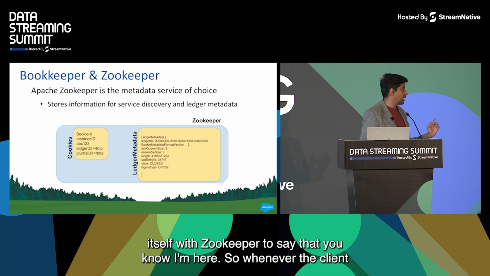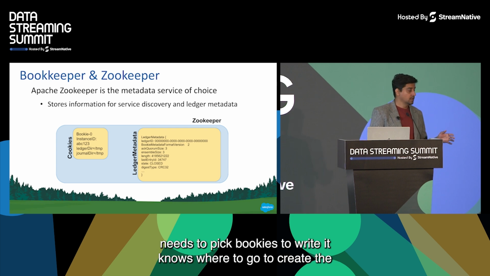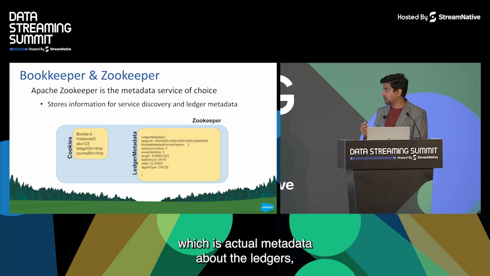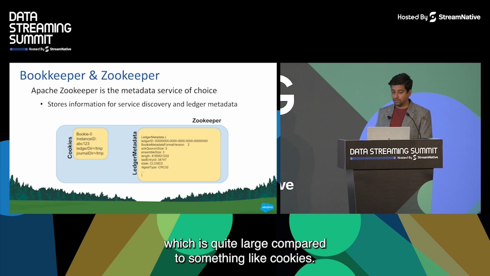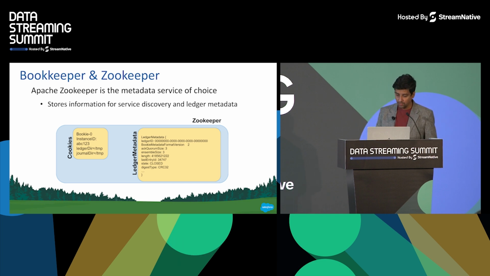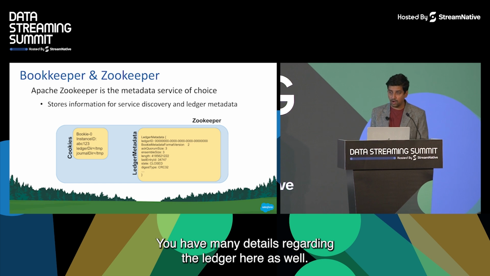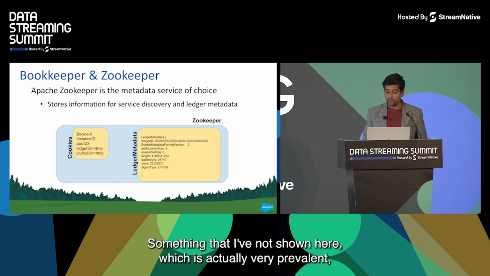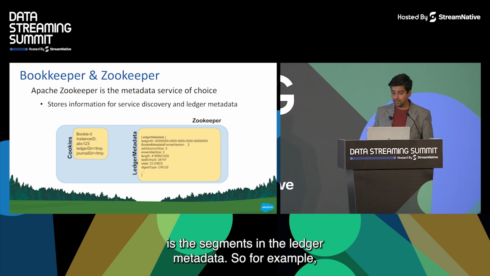So whenever the client needs to pick bookies to write, it knows where to go to create the ensemble. And it also stores things like the ledger metadata, which is actual metadata about the ledgers, which is quite large compared to something like cookies. You have many details regarding the ledger here as well.